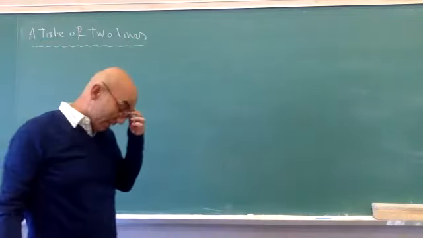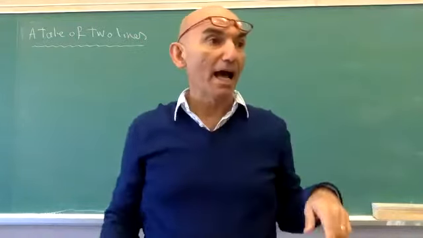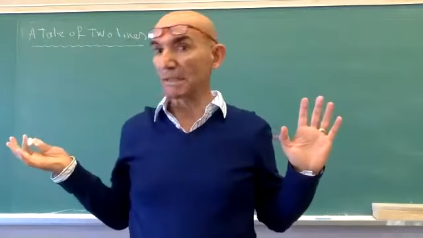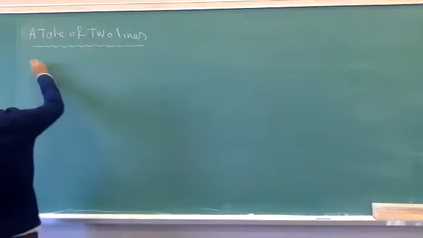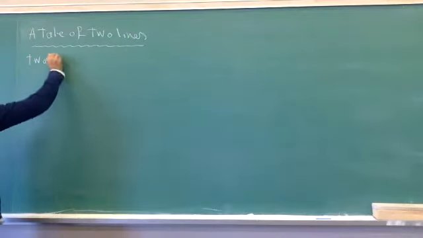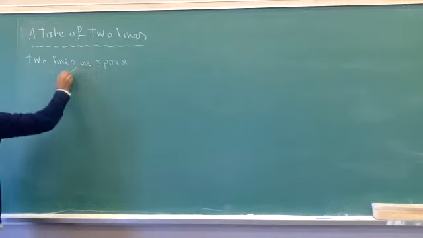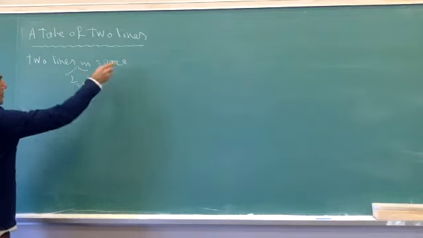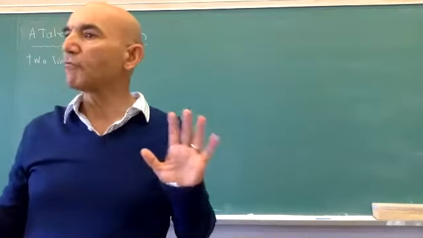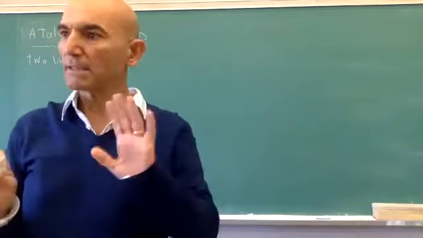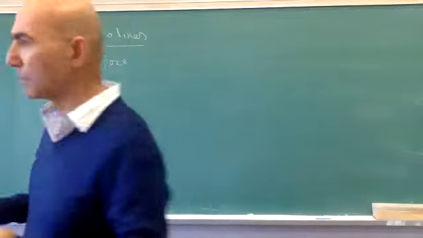Okay. So a tale of 2 lines. You see, 2 lines in space can have some relationship to each other. Basically, there could be 4 possibilities. So let's call the 2 lines in space L1 and L2. Basically, they can be in one of the following 4 situations. And that's it. There can't be anything else. Mutually exclusive situations.